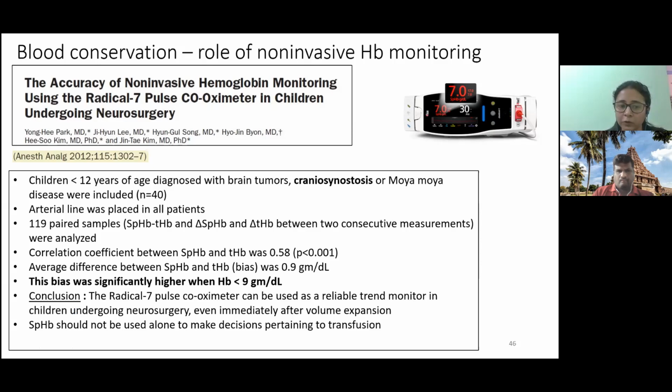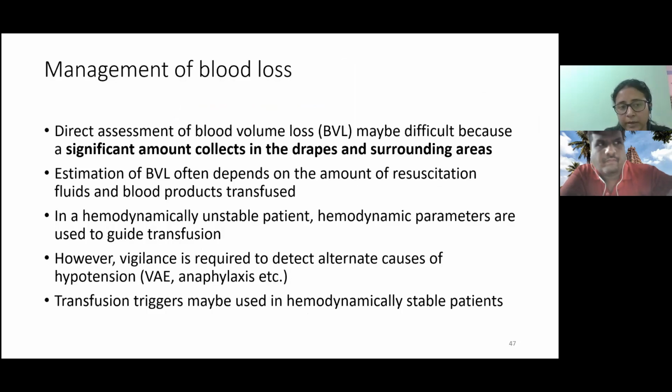But what the authors found was the bias was significantly higher when Hb was less than 9 gram per deciliter. That is, when the actual hemoglobin is lower than 9, your Radical 7 Masimo pulse co-oximeter may overestimate the hemoglobin. So caution has to be exercised while deciding upon transfusion based solely on SpHb. It cannot be used alone to make decisions pertaining to transfusion. However, the authors concluded that the Radical 7 pulse co-oximeter can be used as a reliable trend monitor in children undergoing neurosurgery, even immediately after volume expansion.